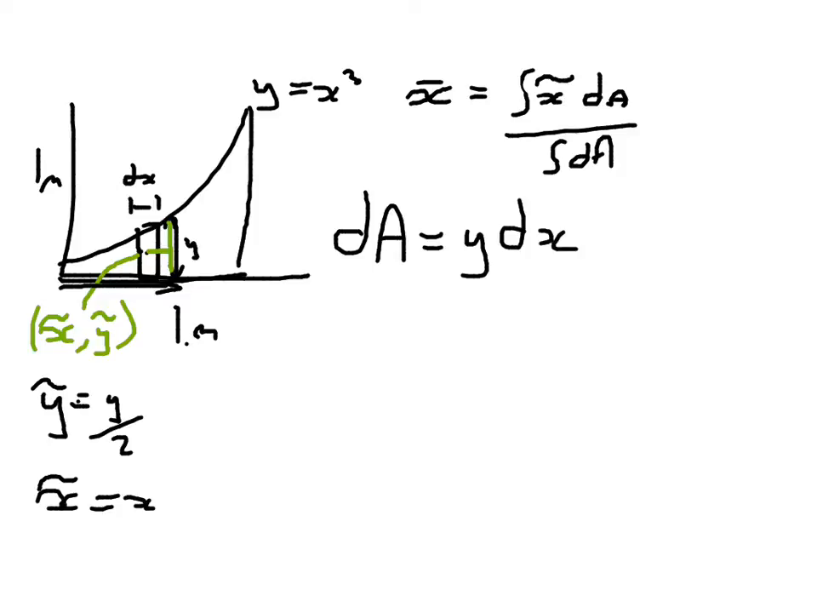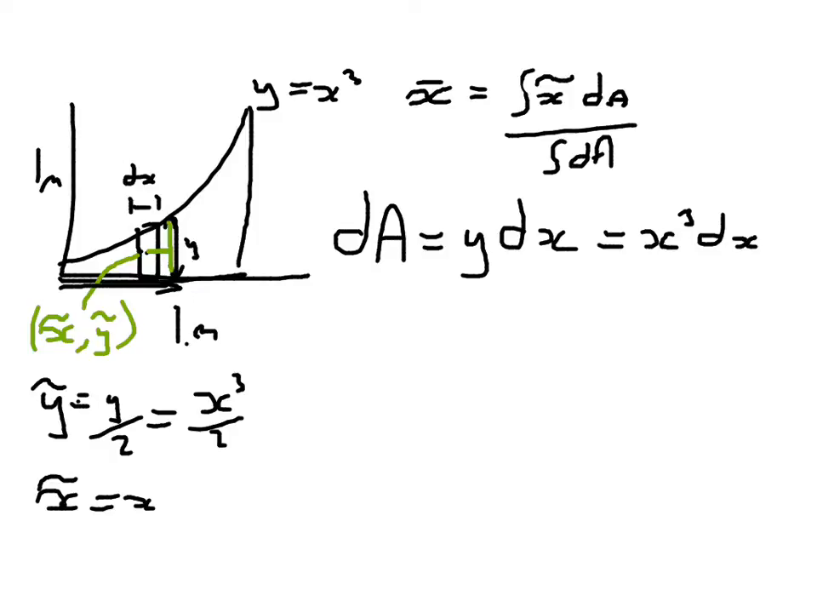Well, y, we're told for this line, is x cubed. So that's the same as x cubed dx. Our x tilde position, we've already said, is x. Our y tilde position, we've said, is y over 2. And y is x cubed, so it's x cubed over 2. We can now start substituting things into our equation.